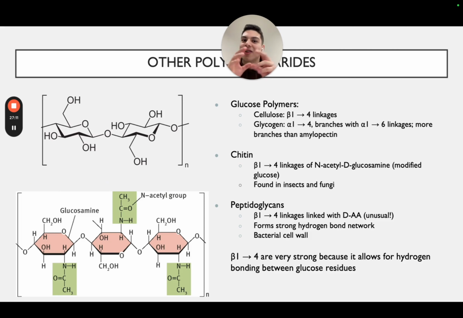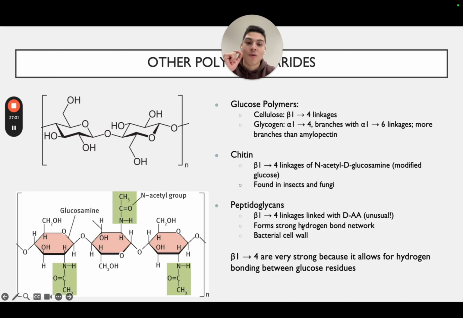We can't just turn it around, because it's a chiral center. So we have to modify it first to a D amino acid, then attach it to a glycan, which is just a polysaccharide. So something unusual, but it forms a strong hydrogen bond network because, again, the amino acid is very polar. It has the amine group and the carboxyl group that can allow for that extra hydrogen bonding.